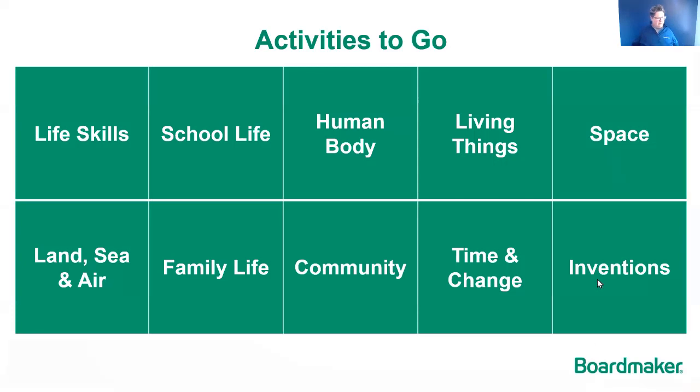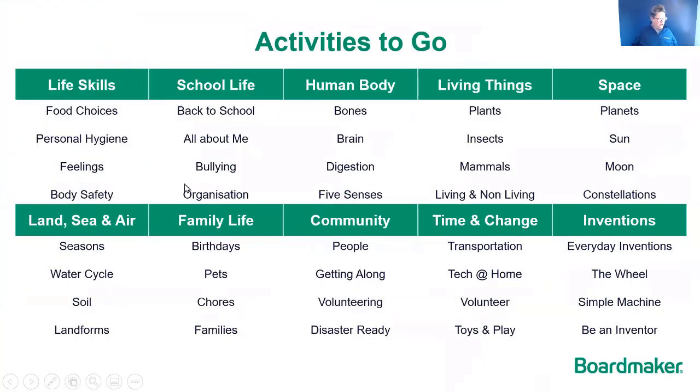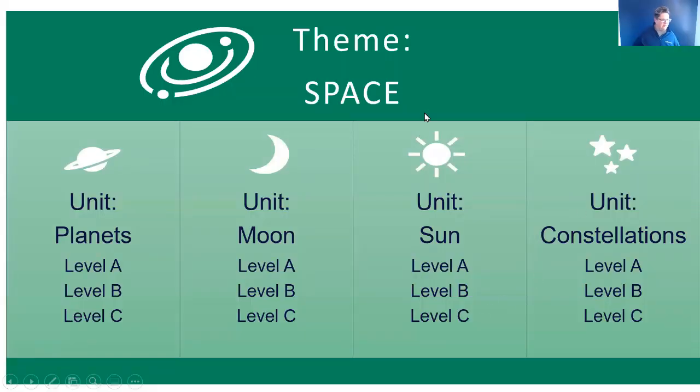And so within each of these themes, we've got 4 units per theme. So this is where the 40 weeks comes from. So you'll see that there are 4 different units for each theme that we've got. And they cover all sorts of different things. So you can see we've got science-based, we've got community-based activities. So within each of those, let's take the space theme as an example. We've got the 4 different units. So we've got planets, moons, sun, and constellations.